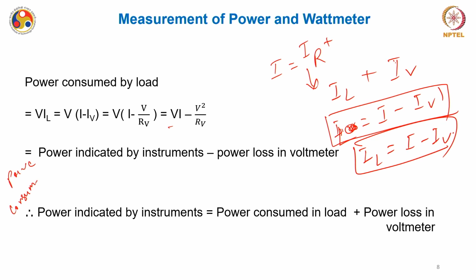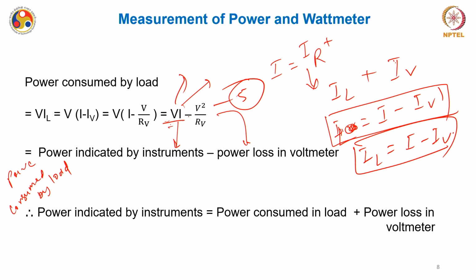Now, if you see this very carefully, the power consumed by the load is equal to the power indicated by the instrument. Again, V is the voltage which you see on the voltmeter screen, and I is the current that the ammeter is giving to you. So the power consumed by the load is again equal to the power indicated by the instrument minus the power loss in the voltmeter. I am calling this equation 5.